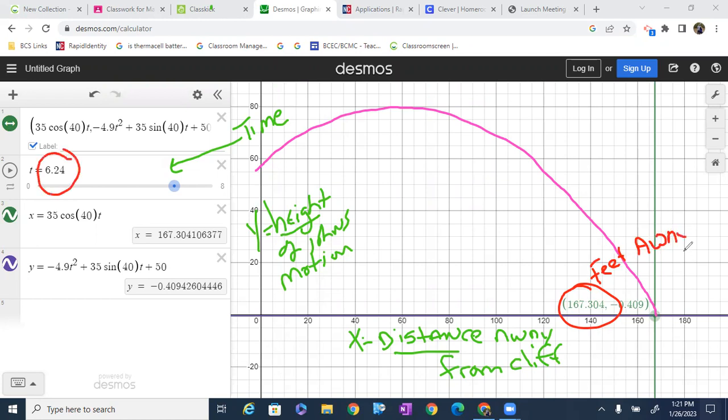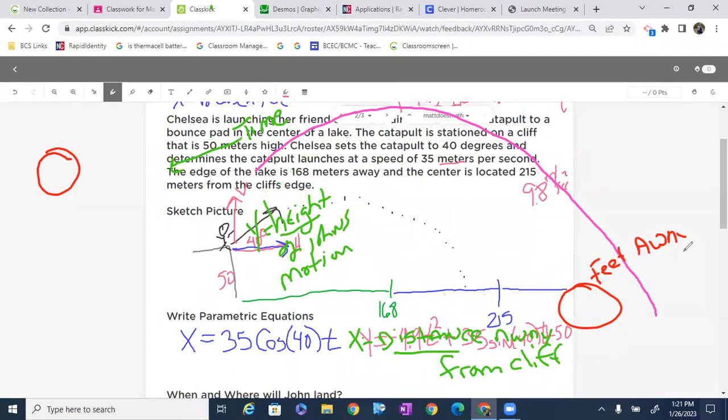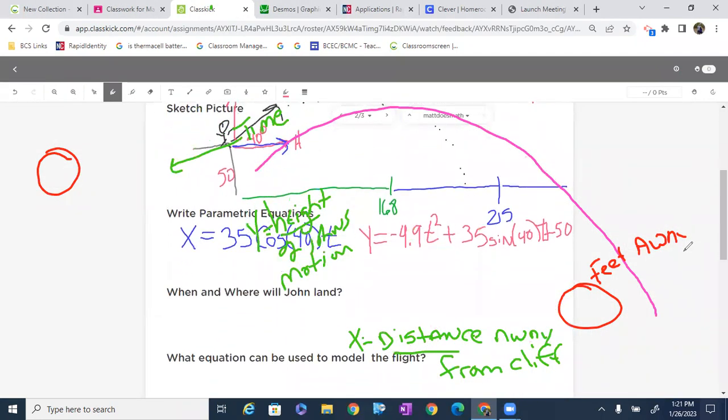And it happens at 6.24 seconds. So let's come back here. So class kick, it looks like time equals 6.24, and he's roughly about 167 meters away. Well, we've got a real problem for John because that lake's edge starts right there. So really what it looks like is John may actually not be making it, okay?